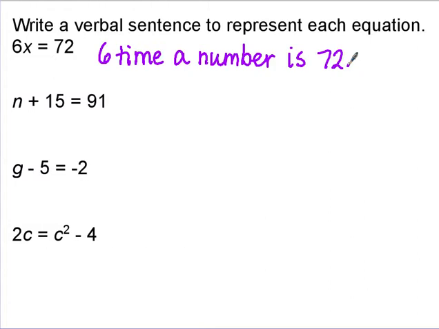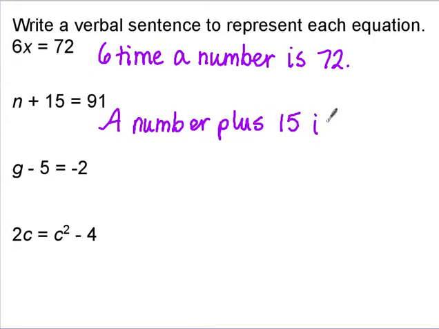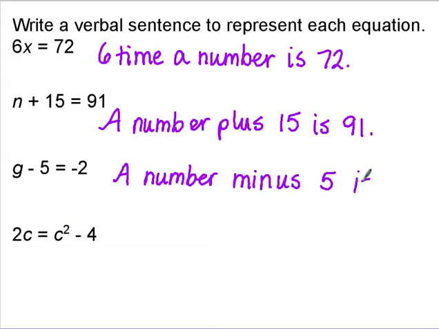What about the next one? A number plus 15 is 91. You could also have the sum of a number and 15. Okay, so there's numerous things you can have. What would be the next one? A number minus 5 is or equals -2. Once again, you could have the difference between a number and 5. That would work as well.